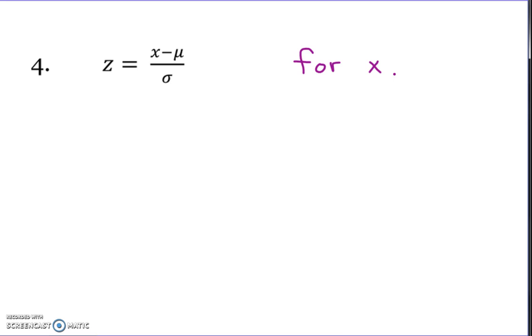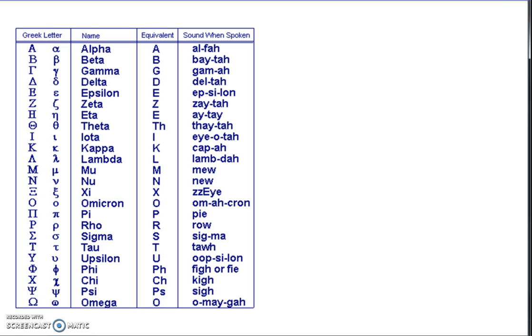Here we're going to be solving for x. You'll notice a couple of Greek letters here. Let's take a look at a list of Greek letters. In the first column, you've got the uppercase and the lowercase, and this is called alpha. The closest equivalent is, of course, A, and then this is how it's pronounced. So if you're curious, there they are.